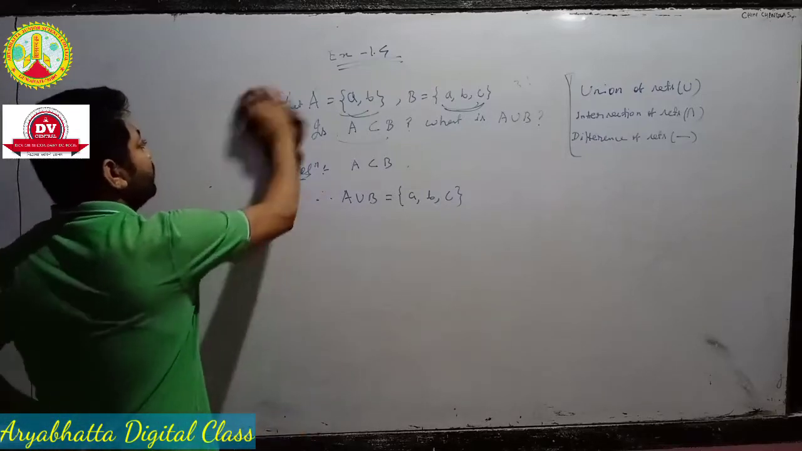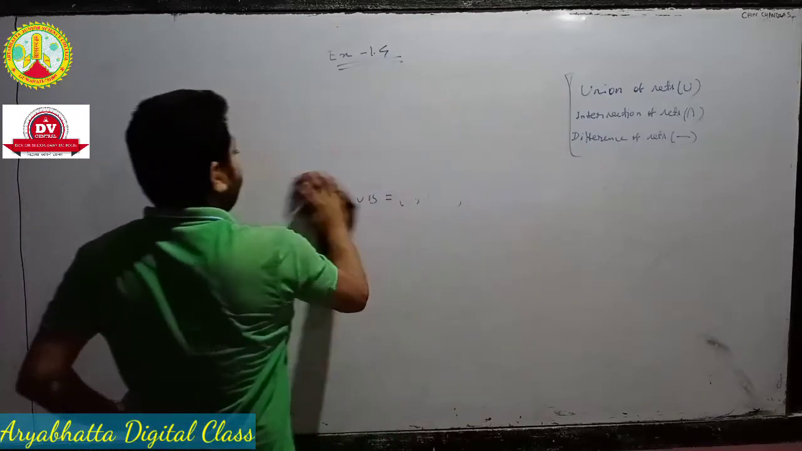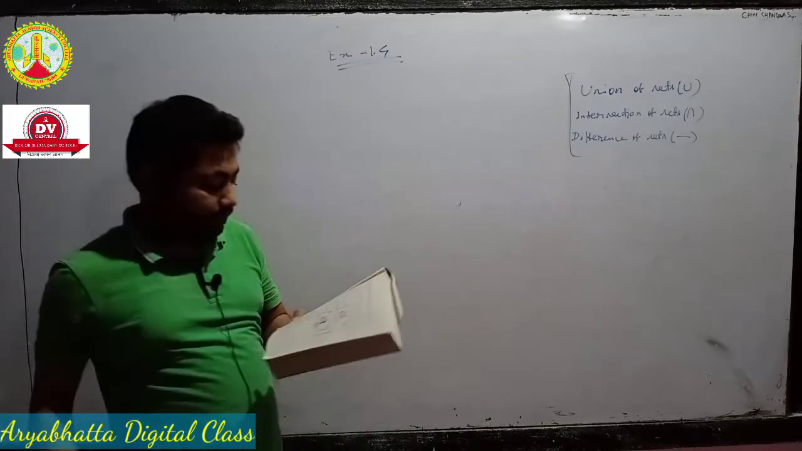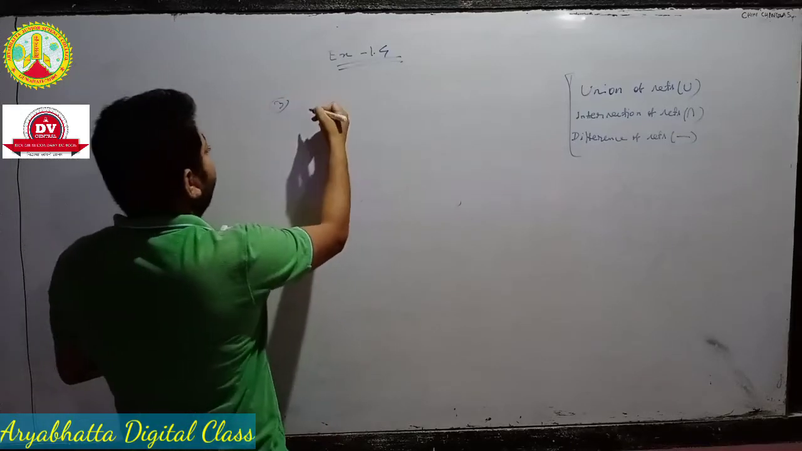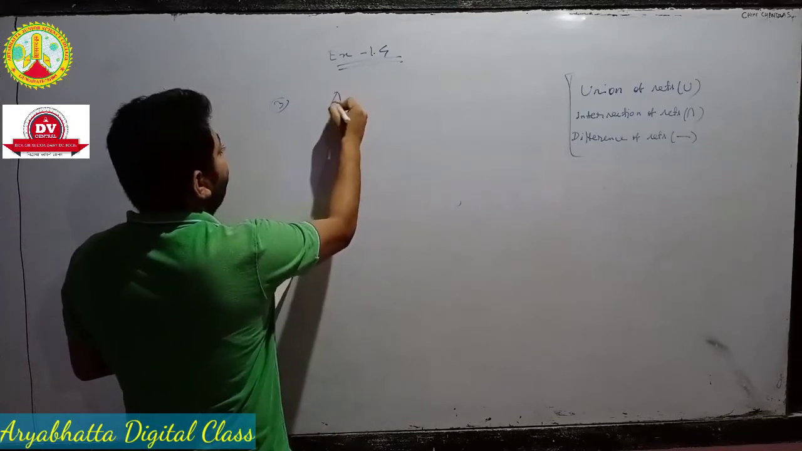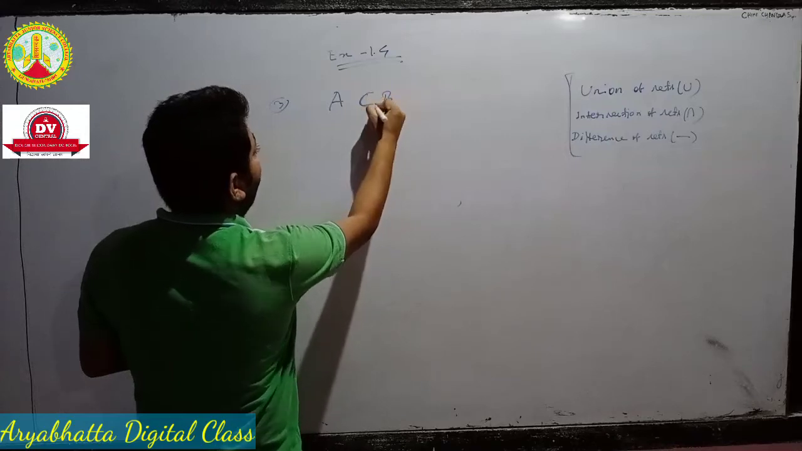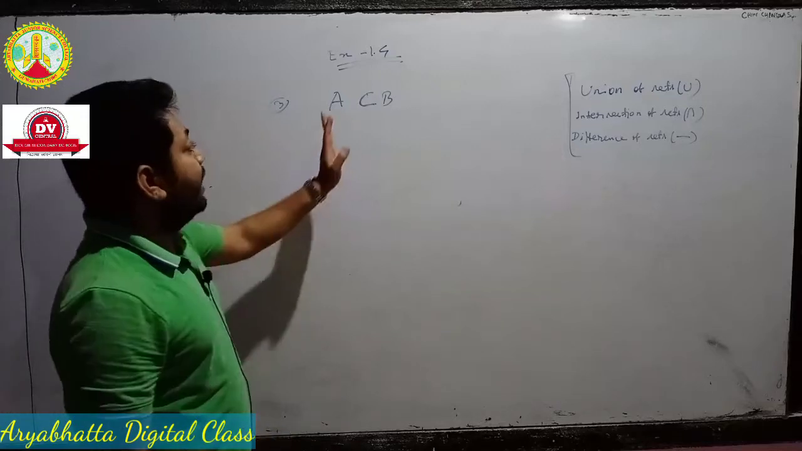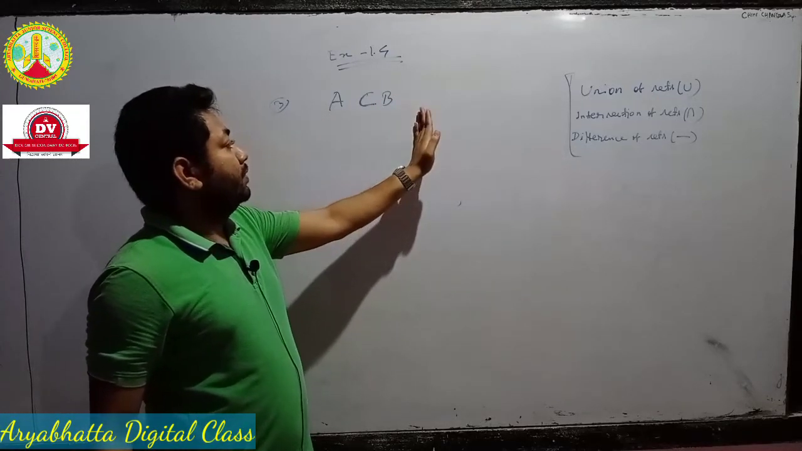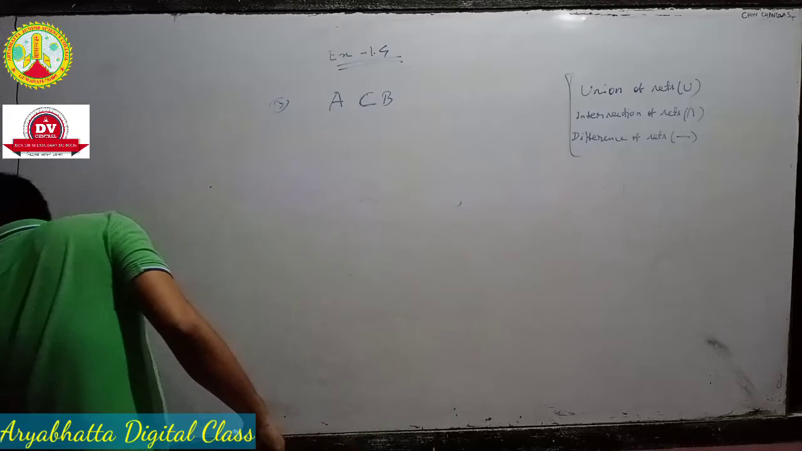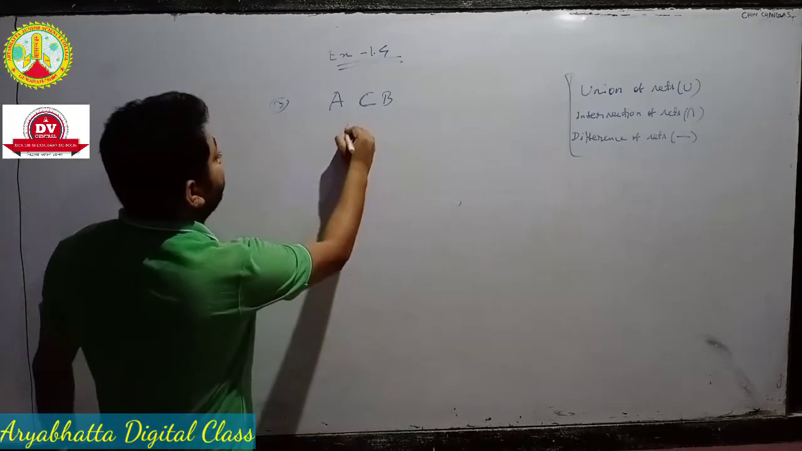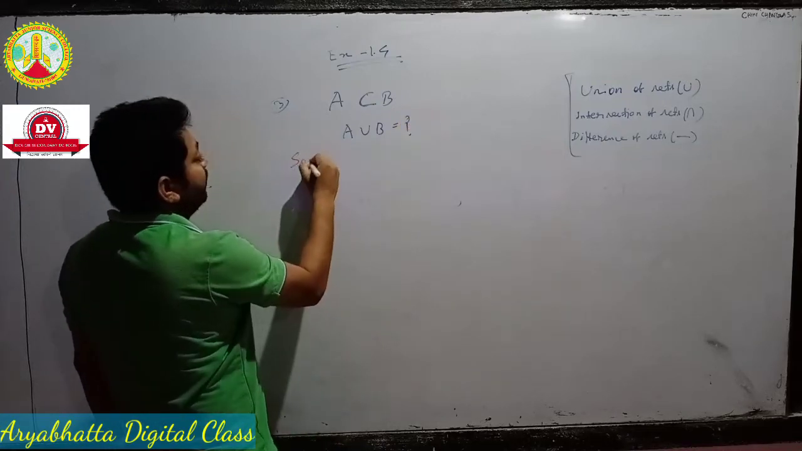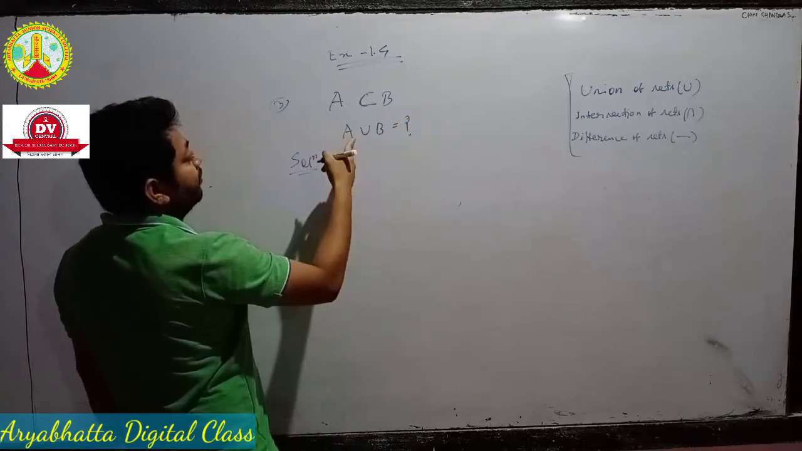Next, number 3. If A and B are two sets such that A is a proper subset of B, then what is A union B?